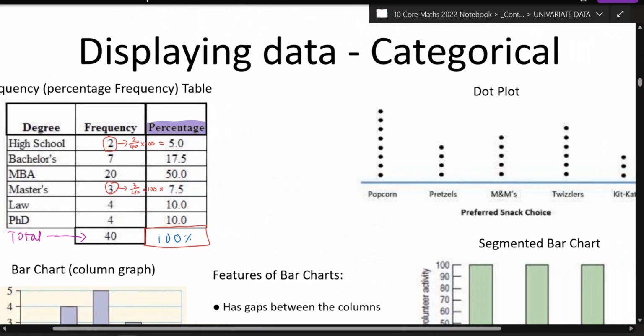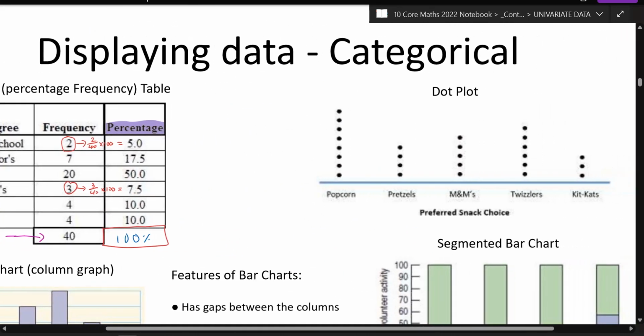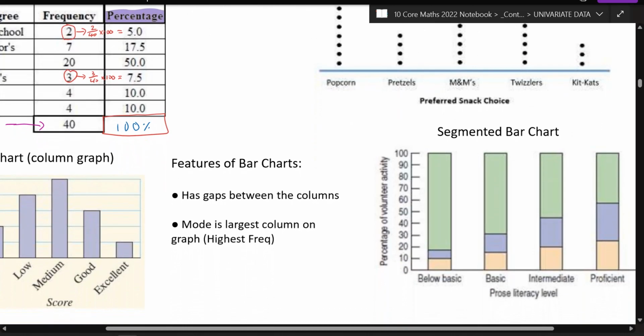Dot plots are pretty straightforward. They're basically just dots representing how much of each of those values there are. And notice how the data as well is categorical, because you're just telling me how many of each there is. So there's 1, 2, 3, 4, 8 popcorns, 4 pretzels, 5 M&Ms, 6 Twizzlers, and 3 Kit Kats. Now with those numbers, you can't really use them to find mean, median, mode, because you're just telling me how much of each there is. So it's not really numerical, it's categorical still.